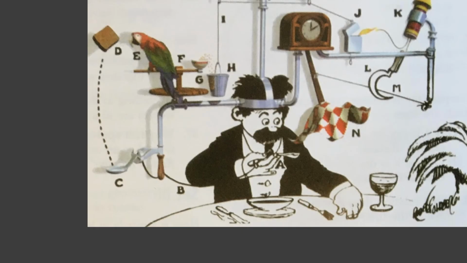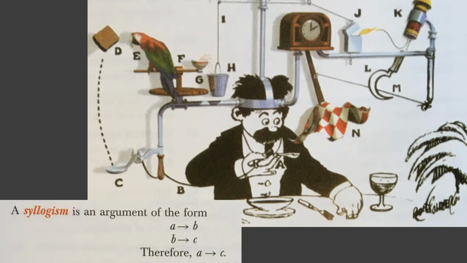So recall from our previous lesson, we learned that we can connect different conditional statements together in a syllogism. And a syllogism is an argument of the form if A then B, if B then C, therefore if A then C.